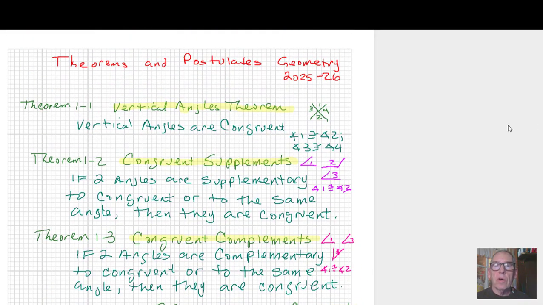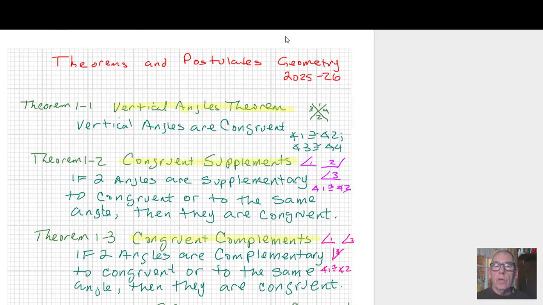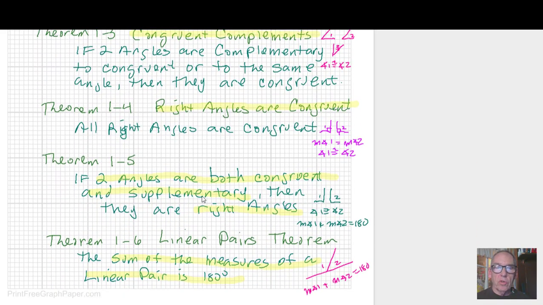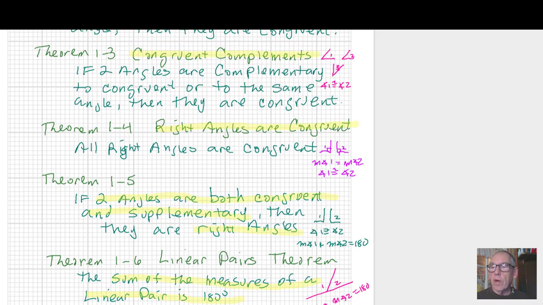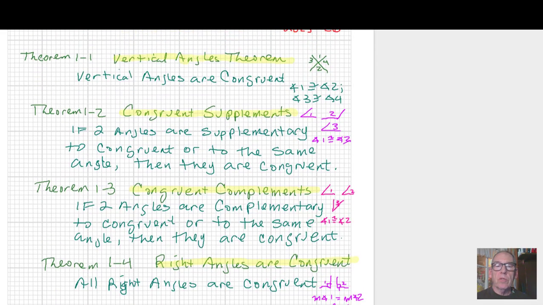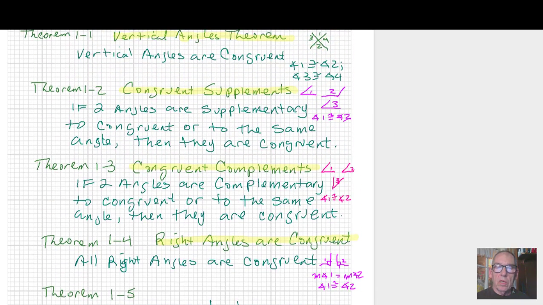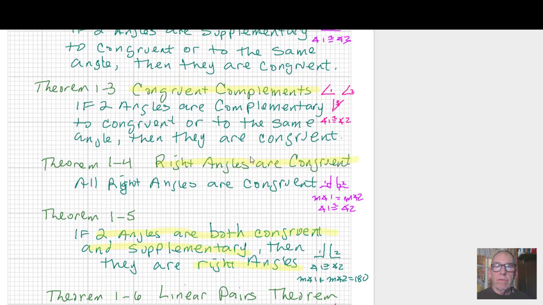Now, legal maneuvers are, let's look back at here. Okay, we want to prove theorem 1.5. So anything from 1.5 on hasn't been proved yet, which is not usable. So for our proof, if it applies, we could use 1.4. Right angles are congruent. We could use the congruent complements. We could use congruent supplements. Or we could use vertical angles along with definitions. So those are the only legal things that we're allowed to use as we try to prove 1.5.